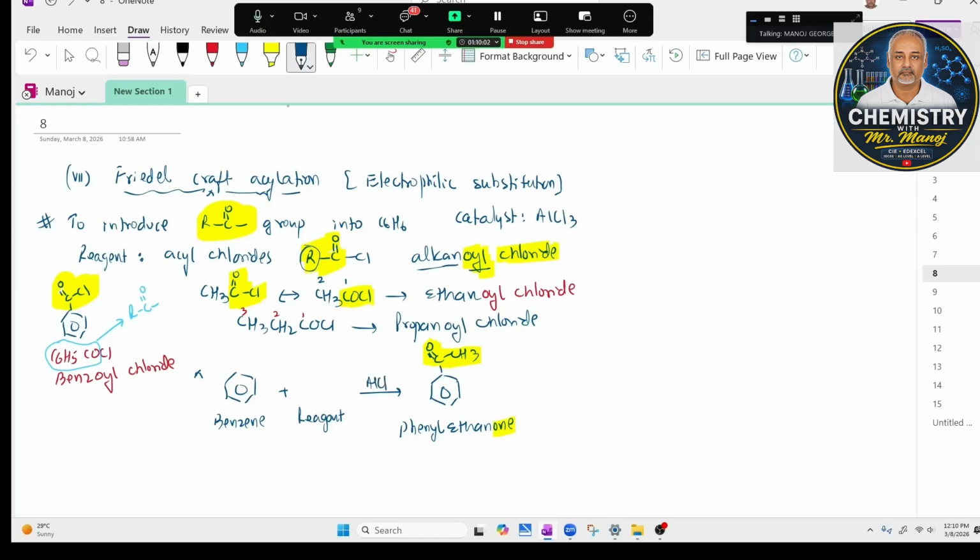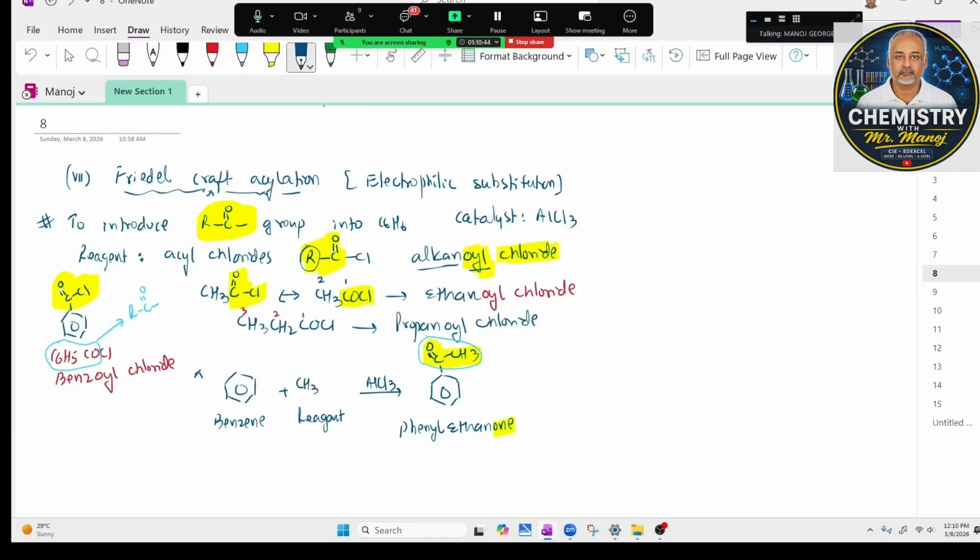Of course, my catalyst still remains AlCl3. It's an electrophilic substitution reaction. I'm waiting for you to tell me what reagent will give me this. Sir, don't we want to add a COCl, like an acyl group? Yeah, I need somebody who can give me COCH3, correct? Do we not add a chloride to it? That's why I'm waiting for you to give me the formula of the reagent. What do you think?